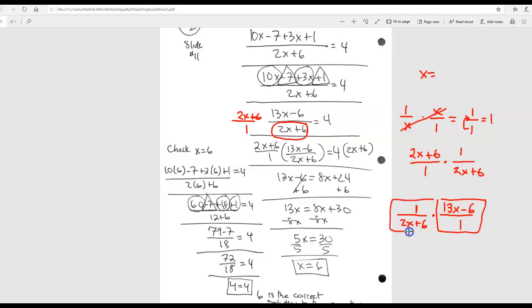And I can remove this and set that up. Okay, but see, that's weird. That's crazy. Watch. Let's say I just multiplied here, so I combine this, put my little dot. Well, what's 1 times that? That's going to be 13x minus 6. What's this going to be times 1? Itself. 2x plus 6.